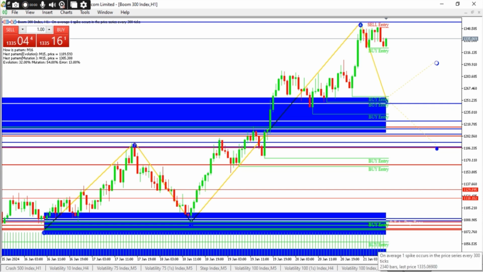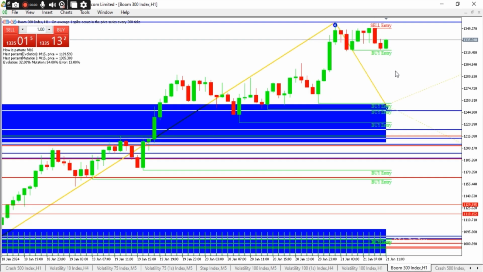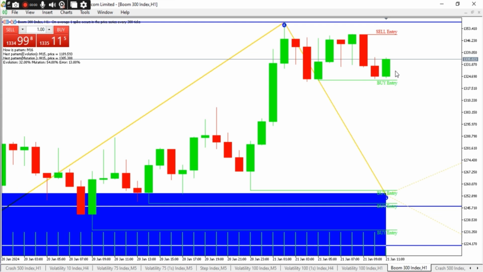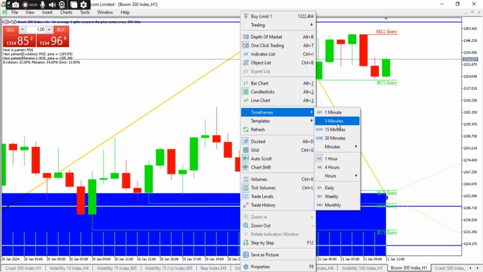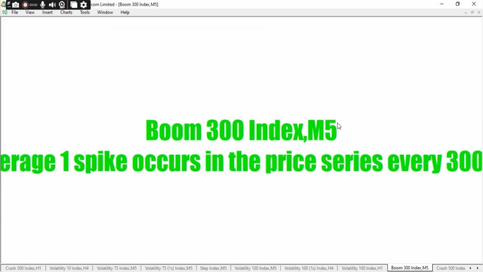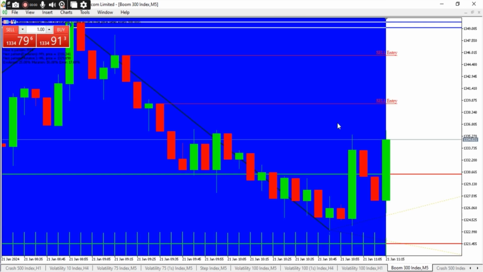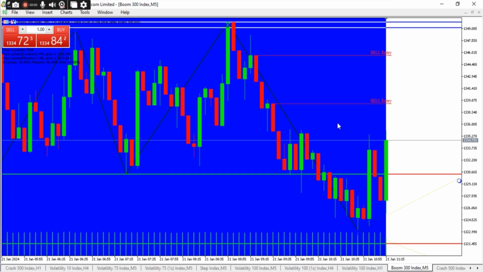If you are a learner and you want to catch spikes, for instance, here on Boom 300, our candle is green, which shows us that the market is buying. So we are now looking for an entry. So we now move to M5 so that we can plot our entry here.